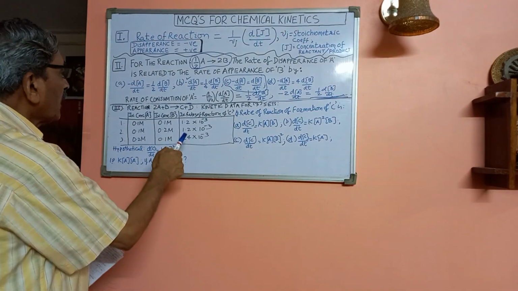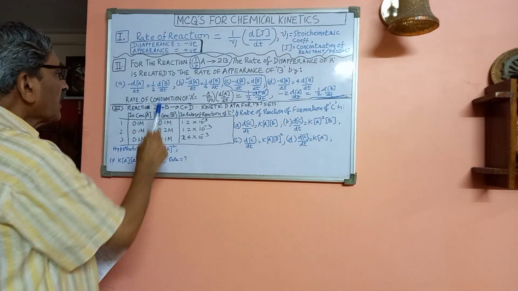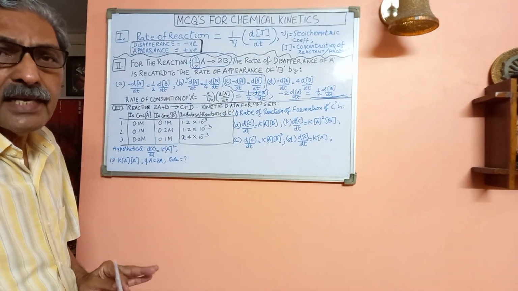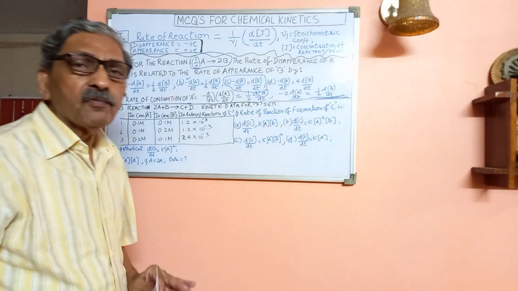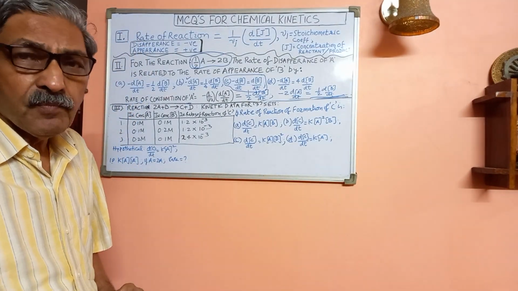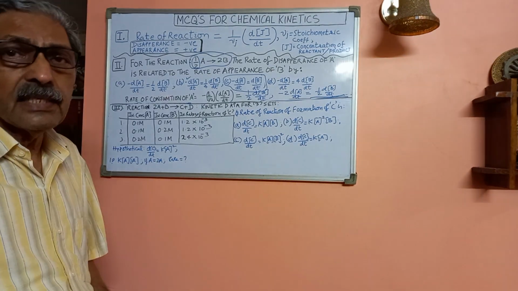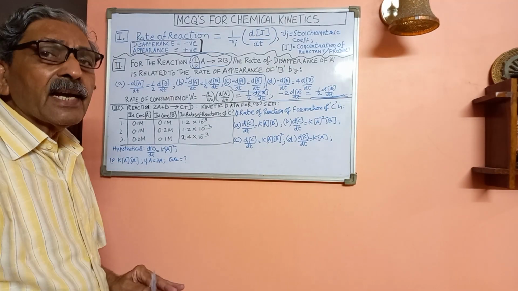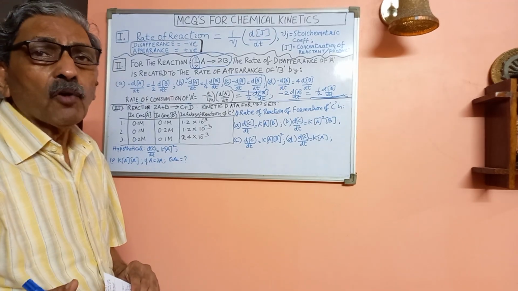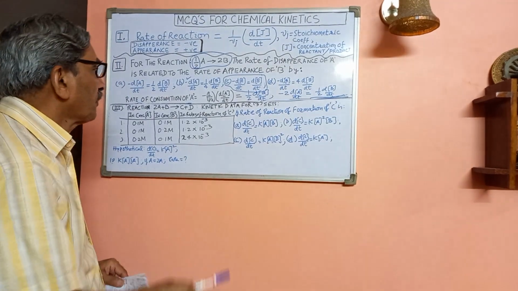Now in the next question, we have a reaction going as follows. 2A, that means 2 moles of the reactant are reacting with B, and they are producing 1 mole each of C and D. So there are two reactants and there's a formation of two products.